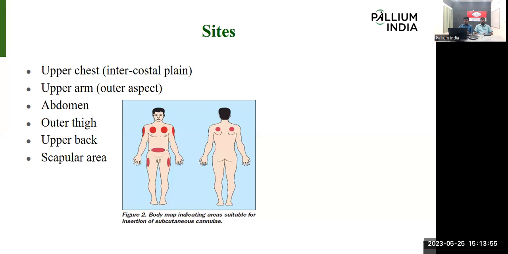But in our setting, for our patient also, we will educate the caregiver for giving the injection in the upper arm and outer thigh, the lateral aspect of the thigh and upper arm. These are the common sites we make them use to give the subcutaneous injection. Why? Because most of the patients and caregivers have no idea about the subcutaneous injection or subcutaneous infusion.